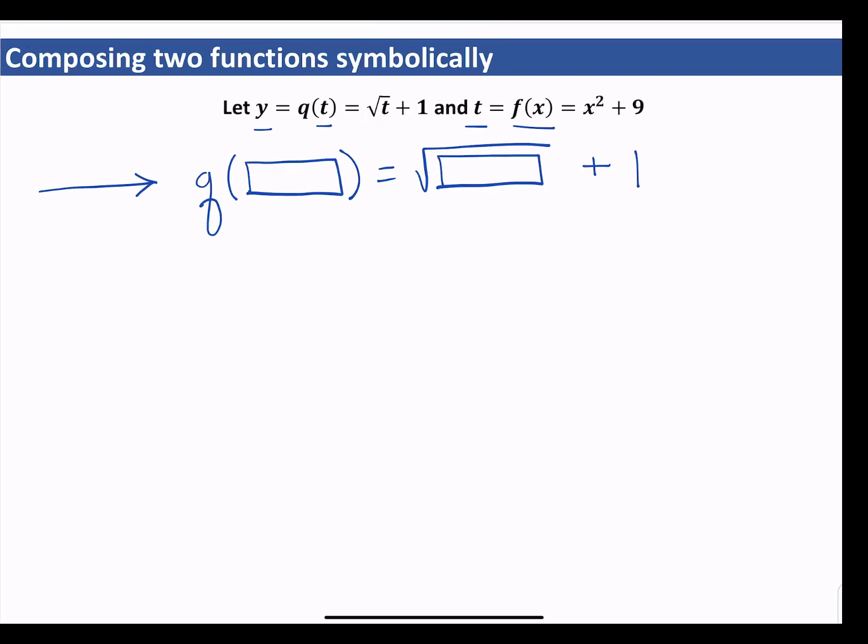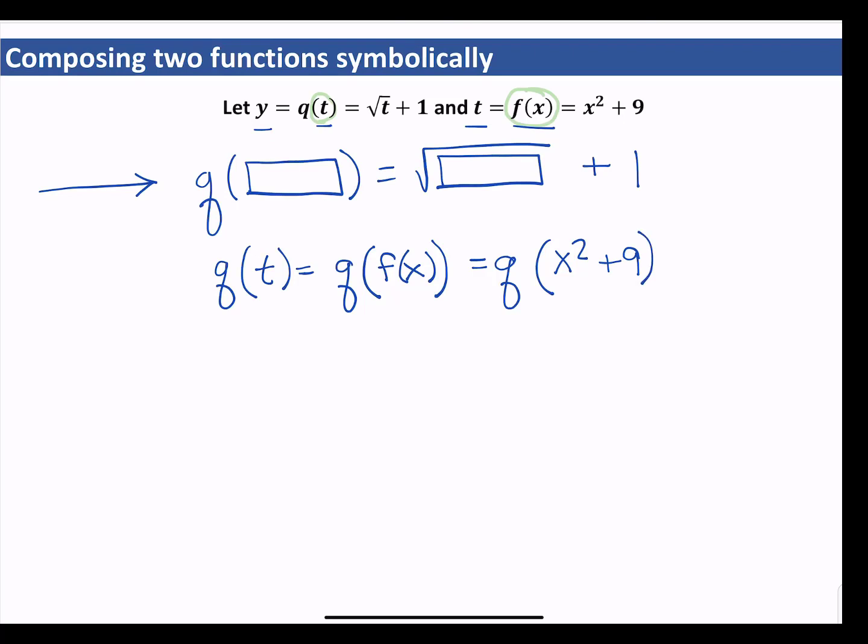Now, observing that y equals q of t and t is equal to f of x, we can substitute the expression f of x for t in the function q. So doing so would look like this. We would have q of t, and we know that t is equal to f of x, so we could replace t with f of x and write q of f of x. And then we also know that f of x is this quantity x squared plus 9. So we could say q of x squared plus 9.